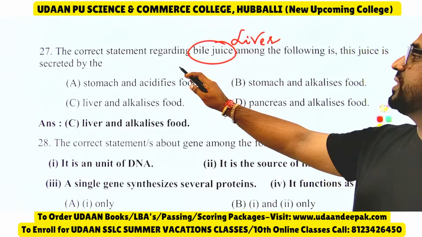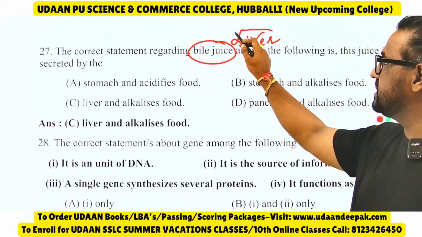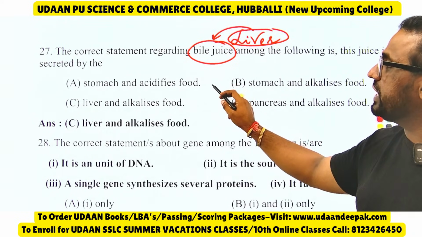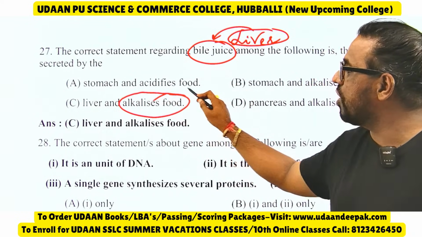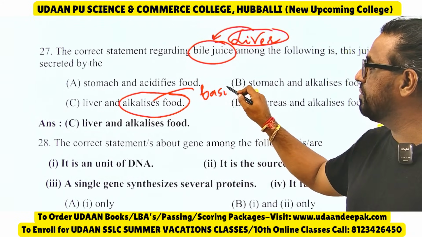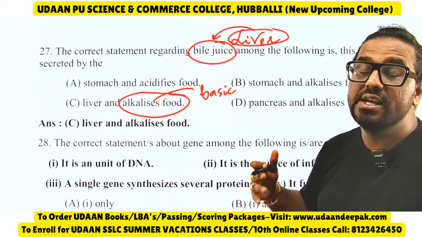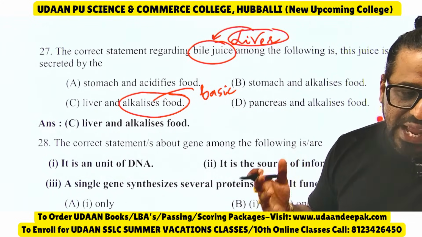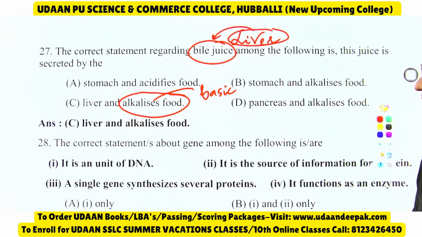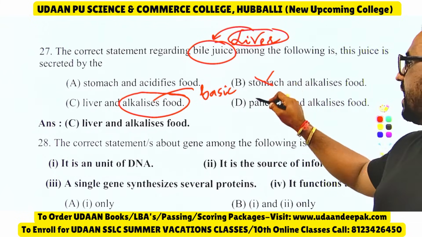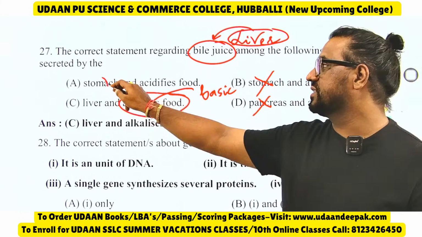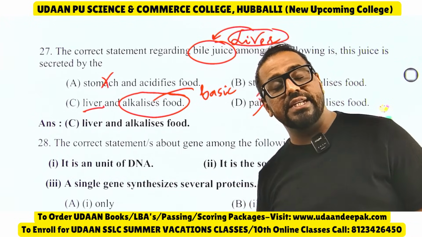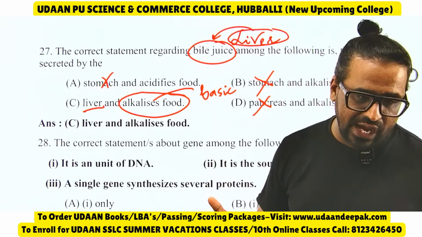See here, the first is the liver. The liver secretes what? The bile juice. And the main function of the bile juice is what? It alkalizes. Alkalize means what? It makes the acidic food basic. It converts it into basic so that the pancreatic enzymes can act. So that is the answer. Gayatri has given the right answer. Santosh, excellent here. So not stomach, not pancreas, not stomach color. The bile juice is secreted by the liver, and its function is to make the acidic food alkaline here.